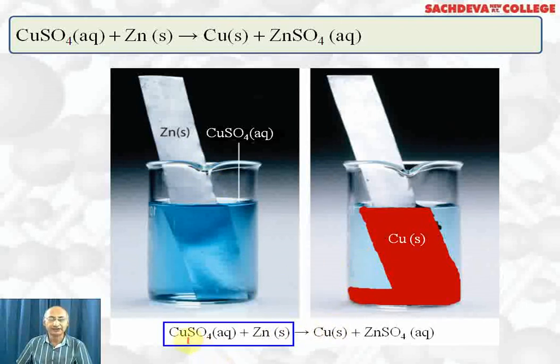Here copper ions react with zinc to give copper solid and zinc ions. That is, copper ions are gaining electrons to form copper solid. Zinc is losing electrons to form zinc ions. So here oxidation and reduction both are taking place. Therefore, this is a displacement reaction as well as a redox reaction.